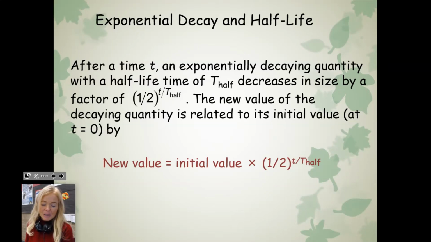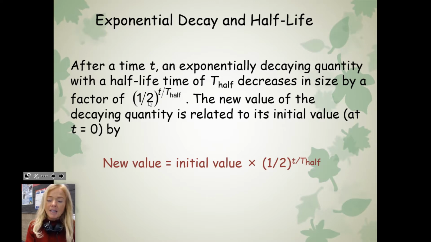Hi class, this is part 2 of 8B, and we have been talking about exponential decay, and this is about exponential half-life, or just half-life. The whole scenario is the same, it's just now decaying instead of growing. So exponential decay and half-life: after a time t, an exponentially decaying quantity with a half-life time, they just call that half-life, decreases in size by a factor of 1/2 to the t, little t, over half time. So you'll notice it's the same formula other than 1/2.